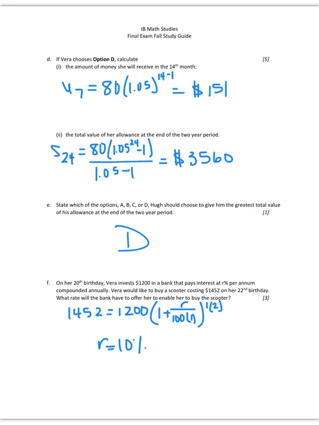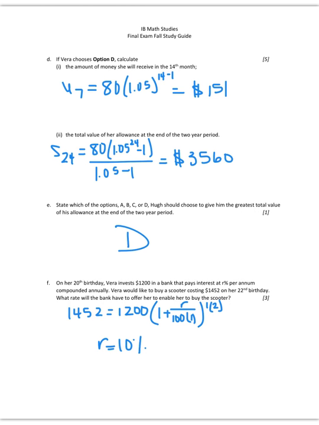the 14th month. And then how much total she'd get in the 2-year period. You can either use your sum formula in your graphing calculator or your actual geometric sum. Your initial value times your common ratio raised to the nth power minus 1 over your common ratio minus 1, and she would have $3,560 at the end of the 2 years.